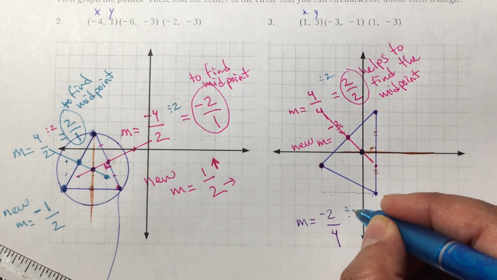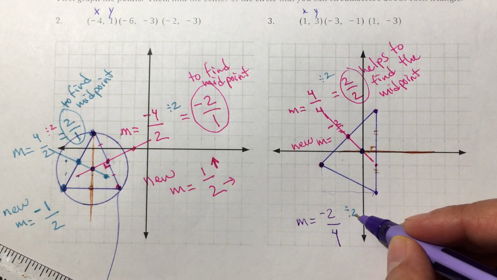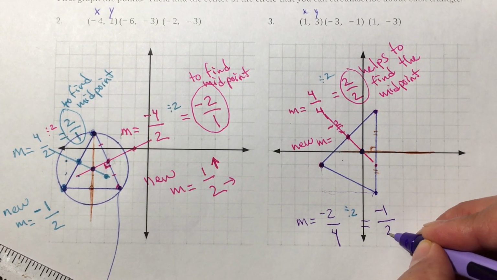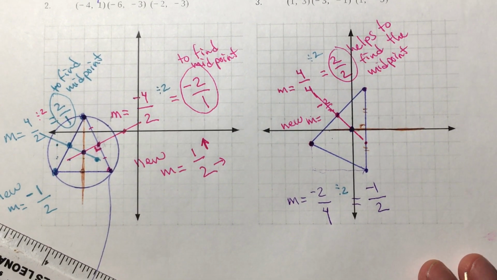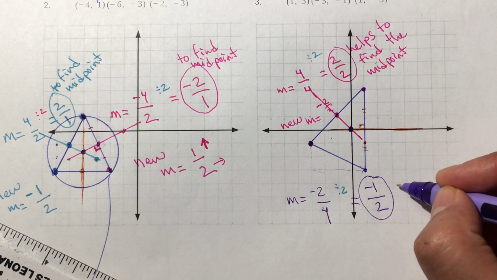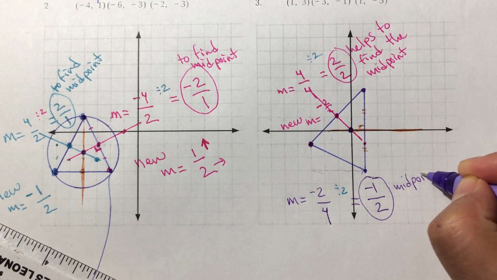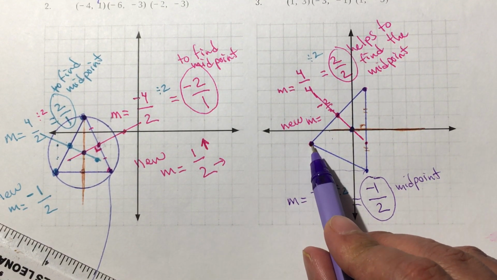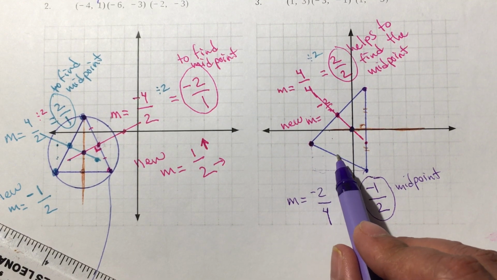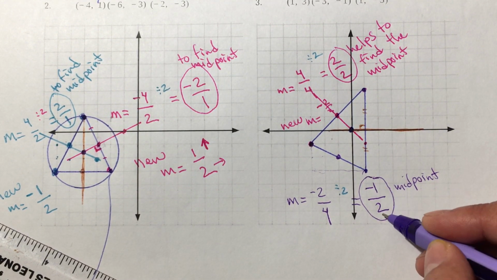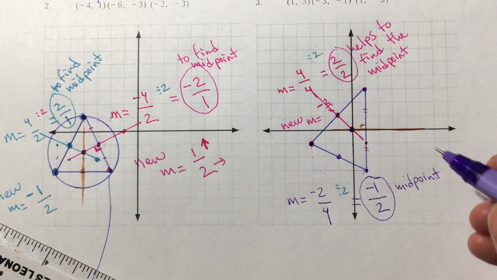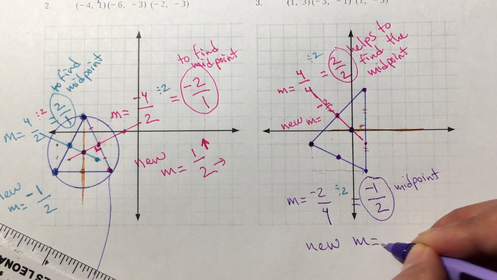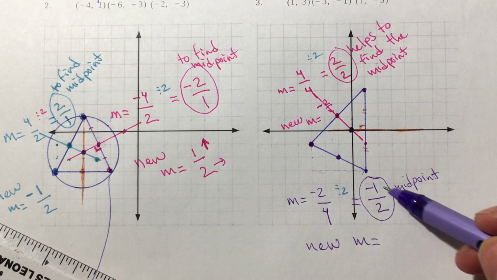We divide by 2. -2 divided by 2 is -1. 4 divided by 2 is +2. That's going to help me find the midpoint, okay? This is to get to the midpoint, starting from the left again. Always starting on the left. Go down 1 and 2 to the right. -1, 2, so down and 2 to the right. That's my midpoint. Now I have to draw my new slope, which is always the opposite reciprocal.